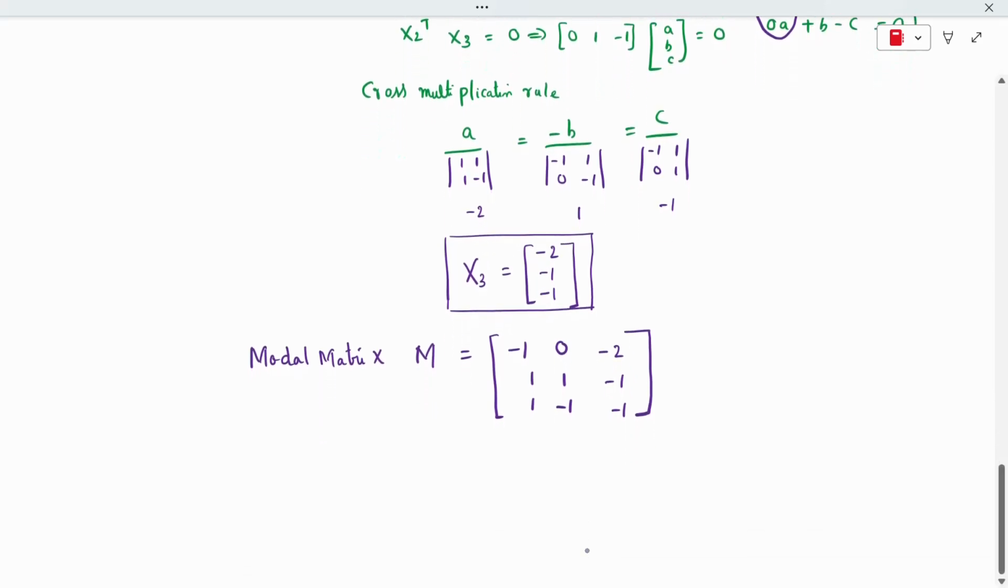After writing the modal matrix, you have to write the normalized modal matrix. Normalizing this modal matrix is denoted by the symbol N.